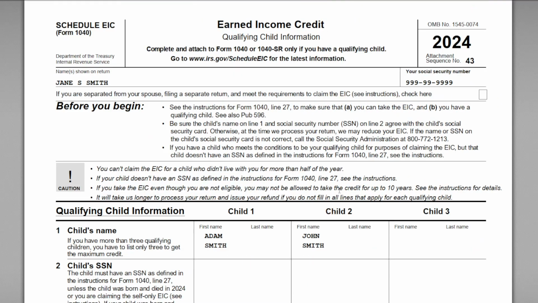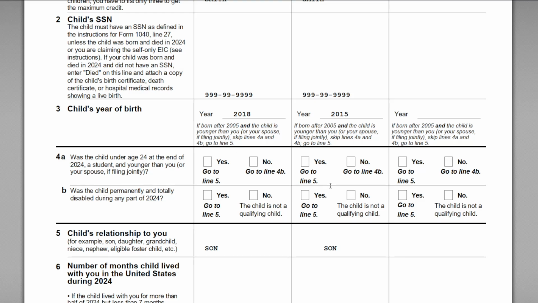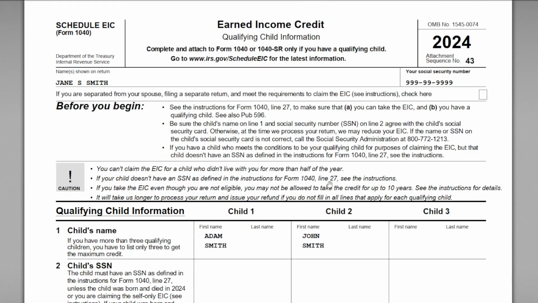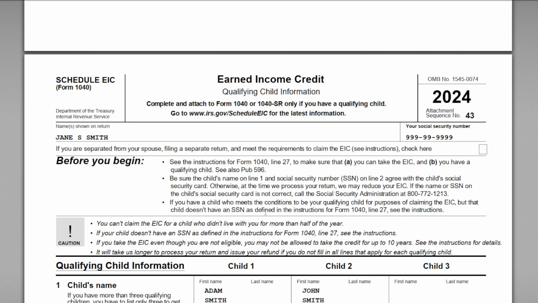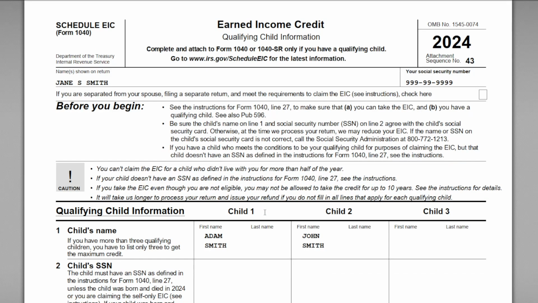Now, this schedule, you'll notice there's no financial information on this because this is really just a due diligence checklist for you to complete and for the IRS to review. They want to make sure that you're answering these questions, you have valid social security numbers, and the kids indeed qualify as qualifying children for federal tax purposes.